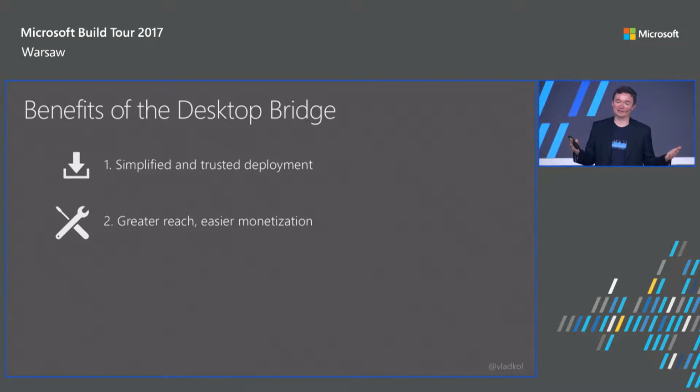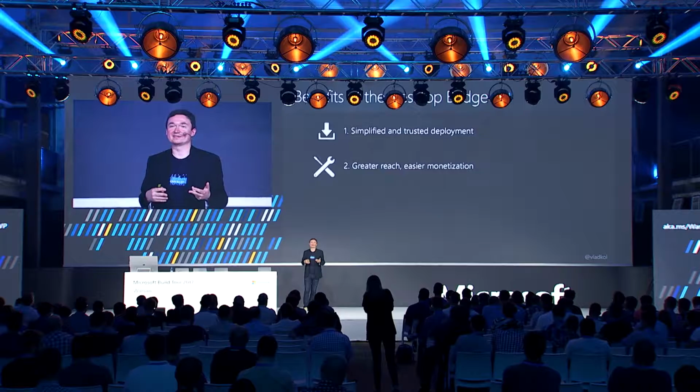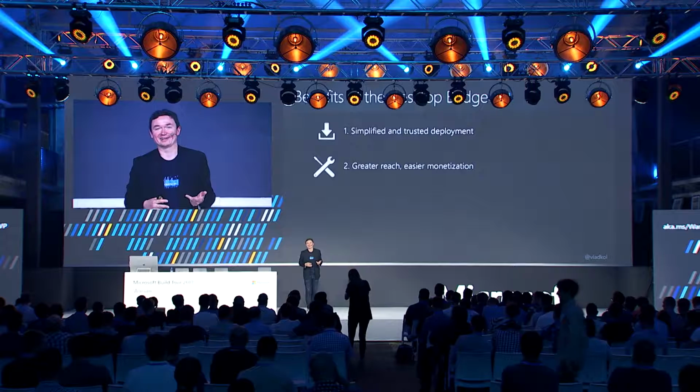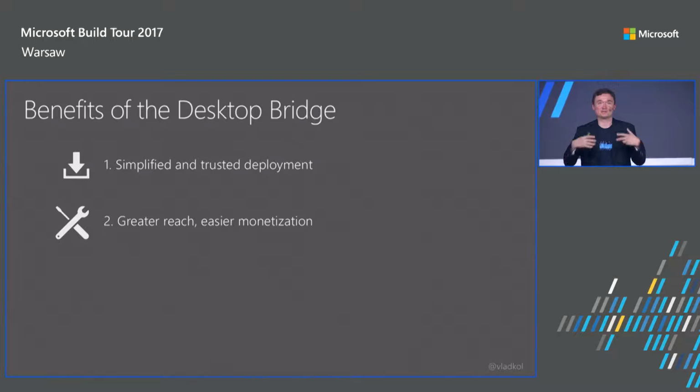Second, as I already mentioned, it's greater reach and easier monetization. So once you publish your application to Windows Store, you will have access to all these 500 million users that use Windows 10 through Windows Store. You will have access to more than 200 markets worldwide, and you will also be able to use monetization mechanisms. For example, mobile payments. For some markets, it's very important. You can use in-app purchasing mechanism. You can use just a commerce engine as it is for selling your app, and that's really, really helpful.